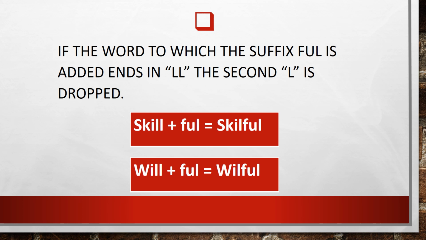Number 5. If the word to which the suffix full is added ends in double L, the second L is dropped, like skill. Skill has double L and we are putting the suffix full, so one L will be dropped. Will has double L and we are putting the suffix full, so one L will be dropped.